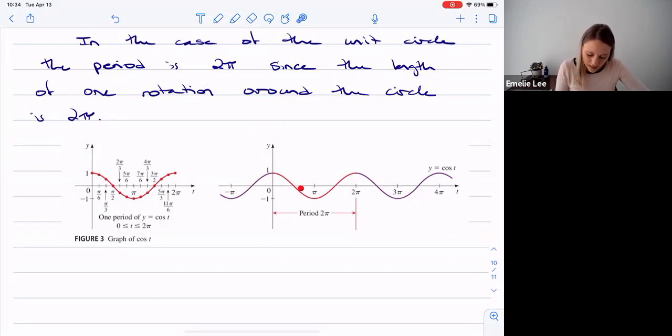And so what happens is once you've gone a distance of 2 pi, so the full unit circle, then you start over again, right? And then you go around the circle again, and then you can go another distance of 2 pi, and it just repeats itself over 2 pi, right?